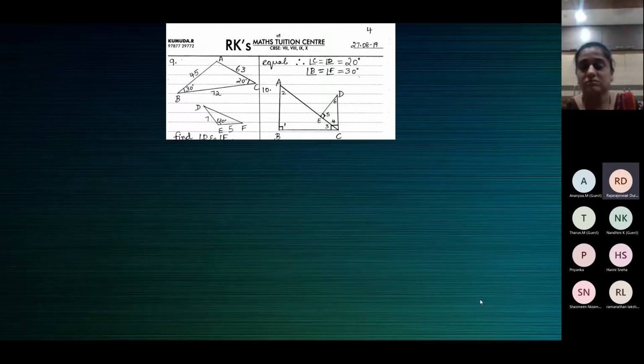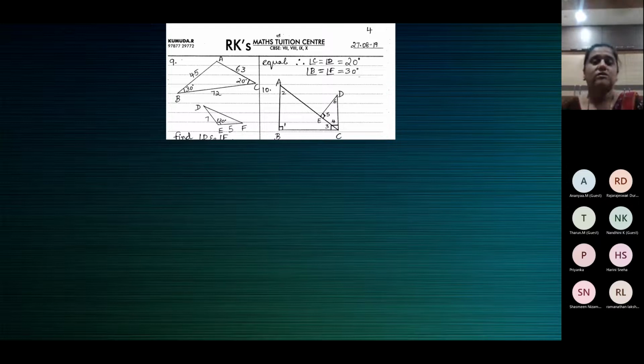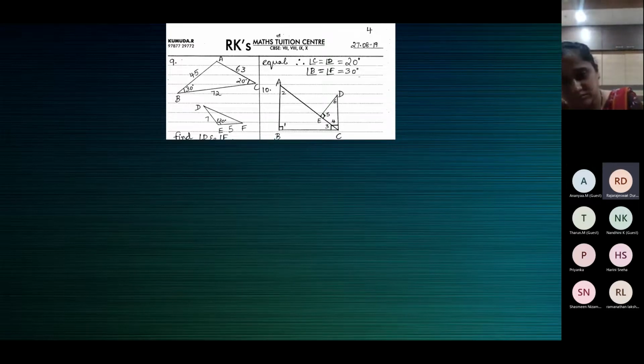Ma'am, I got the answer for the 10th question, ma'am. Very good. Just tell me if you have a different one. Rajeshwari, let me listen to you first. In triangle ABC and triangle CED, angle ABC is equal to angle DEC, 90 degrees, ma'am. Angle BAC is equal to angle ACD, alternate interior angles, ma'am. So by AA criterion, ABC is similar to triangle CED, ma'am.